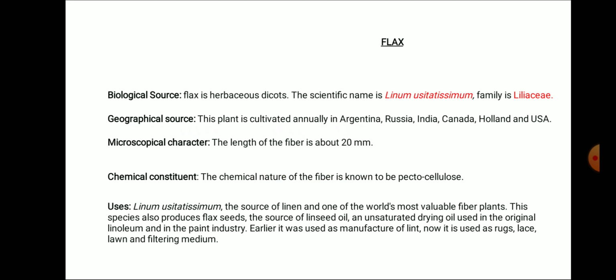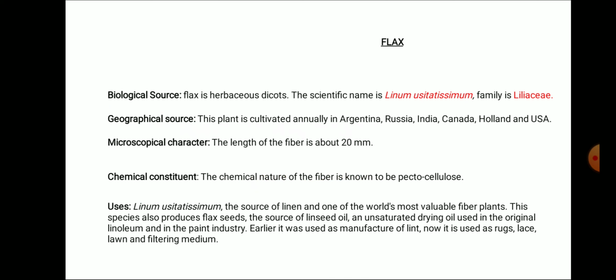Now that is flax. Flax is a herbaceous dicot. The scientific name is Linum usitatissimum, and the family is Linaceae. The plant is cultivated annually in Argentina, Russia, India, Canada, Holland and USA. The length of the fiber is about 20 millimeter. The chemical component of flax is known as pectocellulose. Linum usitatissimum is the source of linen, one of the world's most valuable fibers.